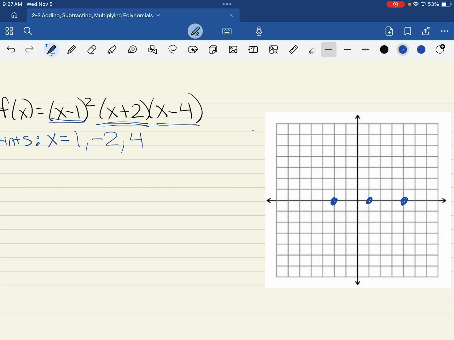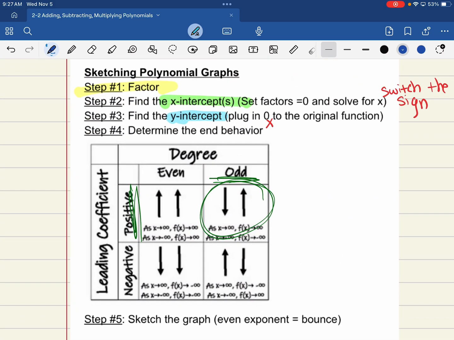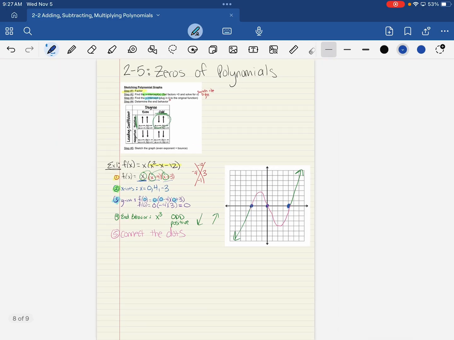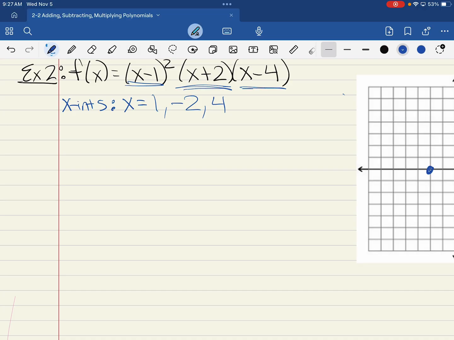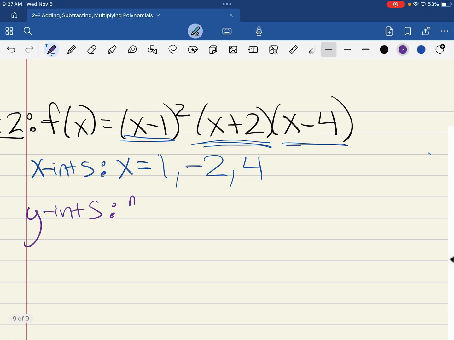After x-intercepts, we can look at step number 3. Step number 3 says to find the y-intercept by plugging in 0 into the original function. So now, purple, y-intercepts. We're going to plug in 0 everywhere that we see an x in that original function. So f of 0 equals 0 minus 1 squared times 0 plus 2 times 0 minus 4.